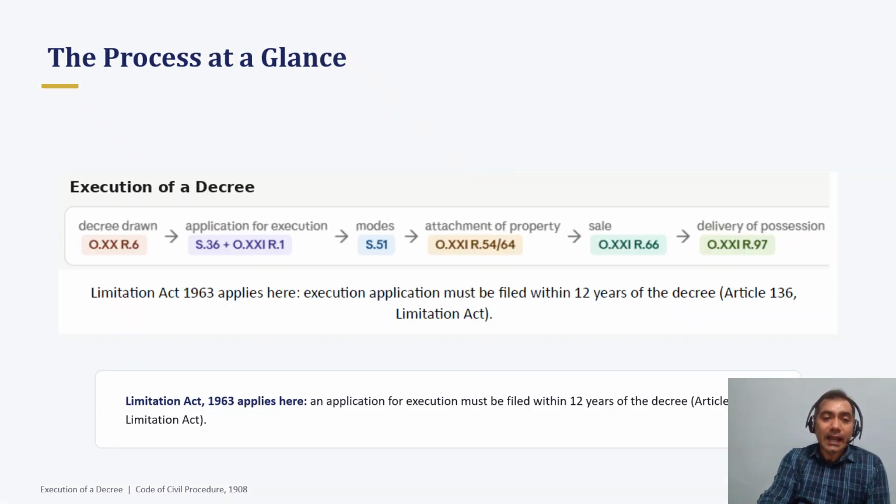The process at a glance for the execution of a decree is: decree drawn under Section 20, Order 20, Rule 6, followed by application for execution under Section 36, Order 21, Rule 1, followed by the modes prescribed under Section 51, followed by attachment of property under Order 21, Rule 54 and Rule 64, followed by sale under Order 21, Rule 66. Then comes the delivery of possession under Order 21, Rule 97.